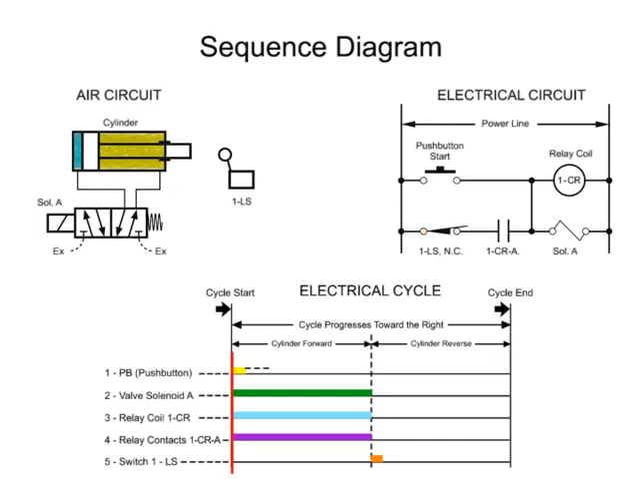Switch 1LS contacts close again as the cylinder backs off the switch, but the relay coil and valve solenoid do not become energized again because contacts 1 CRA are open at this time. This begins again when the operator engages the push button once more.